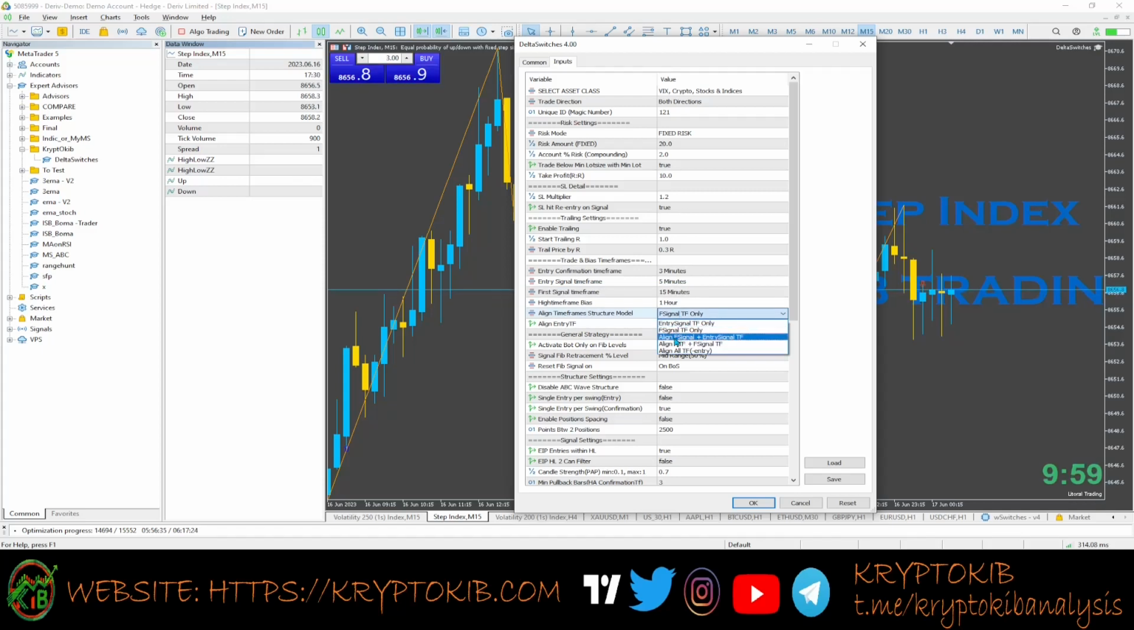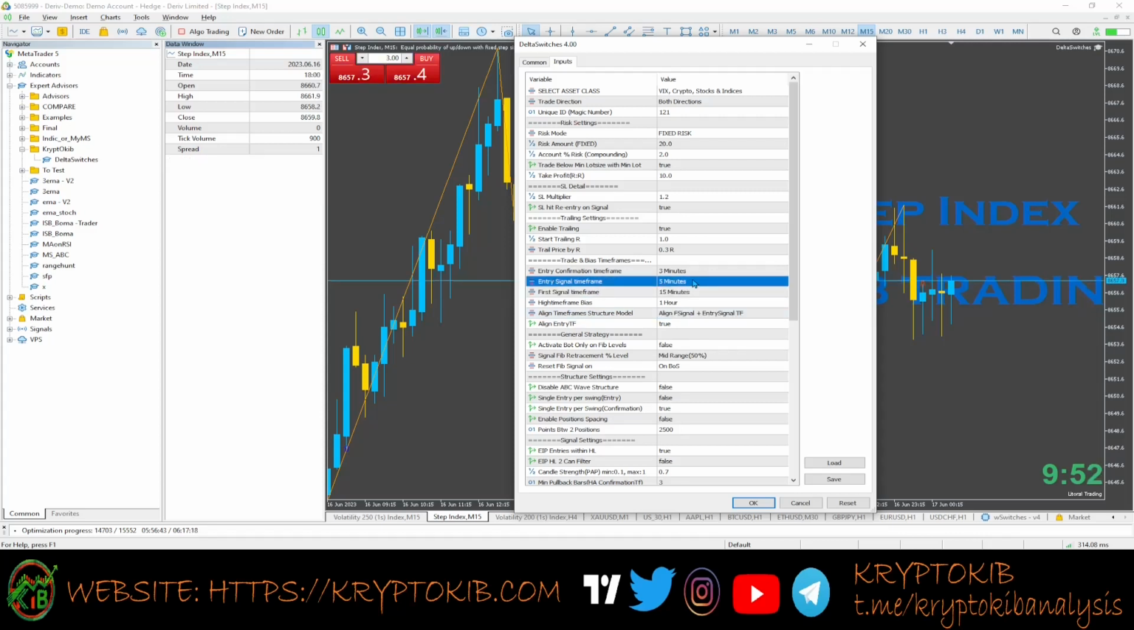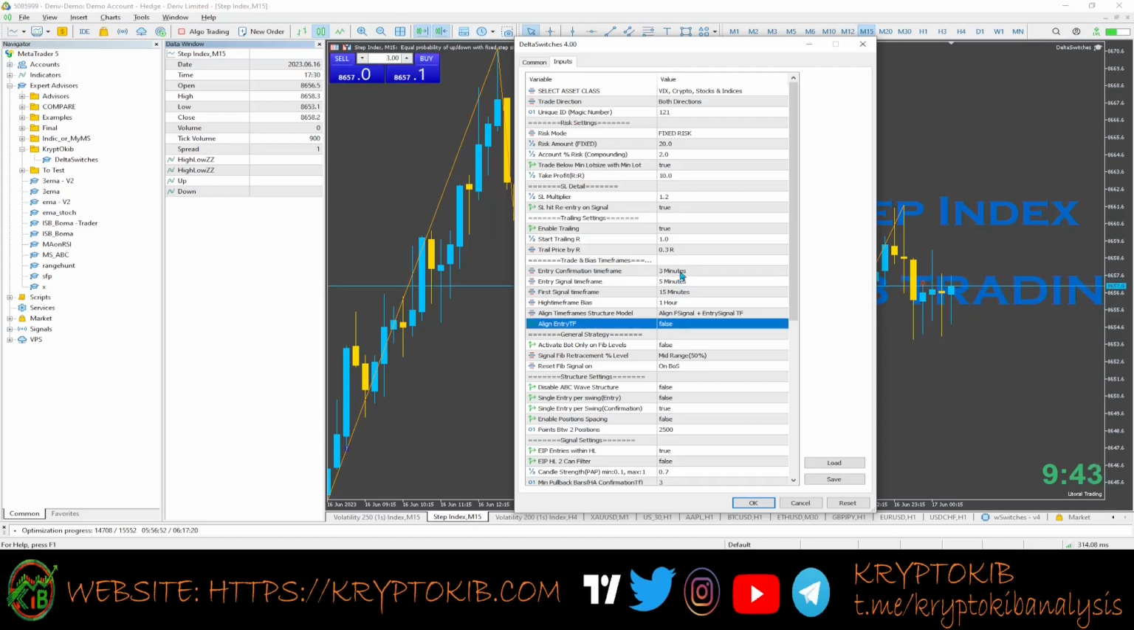Here, if you have align first signal time frame with entry signal time frame, it means this time frame and this time frame, if you want to take long, both of them have to be bullish. And if you have this on true, then this must be bullish as well. But if this is false, then this won't matter. So it must be bullish, bullish, bullish, or bullish, bullish, false.